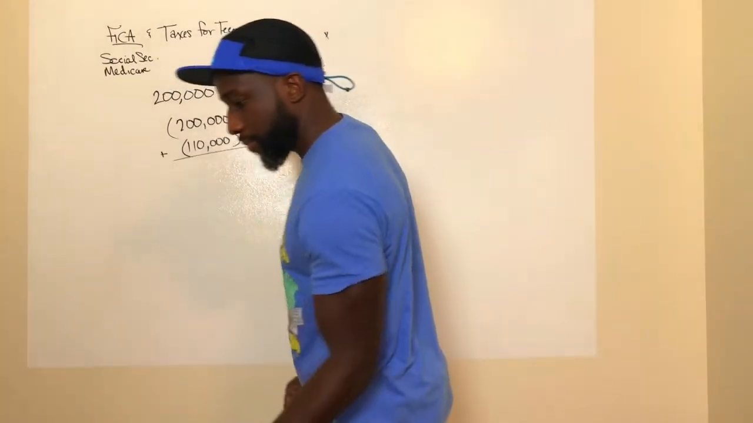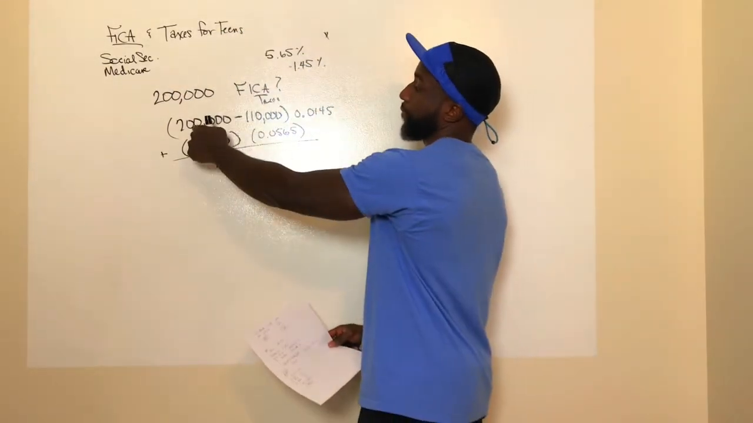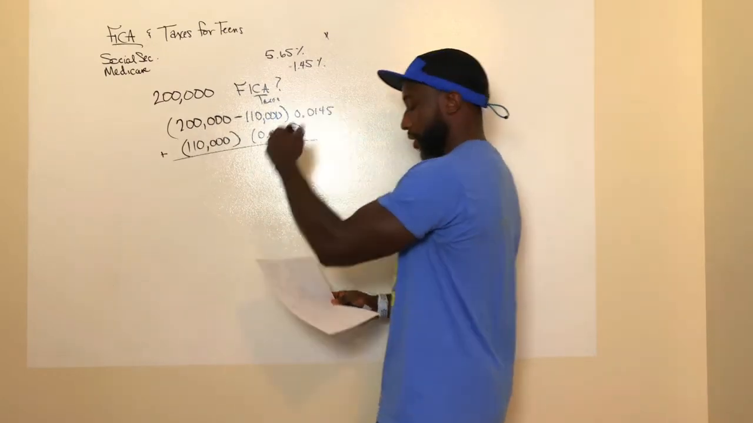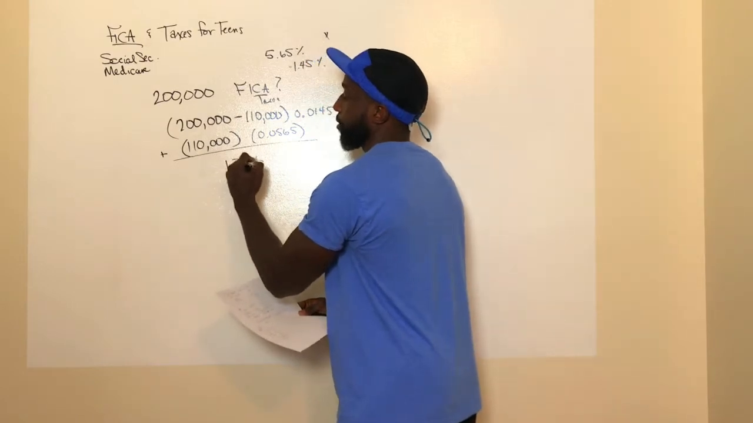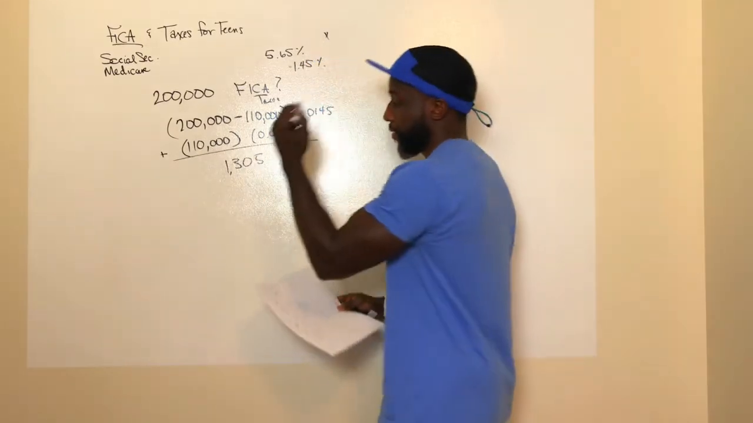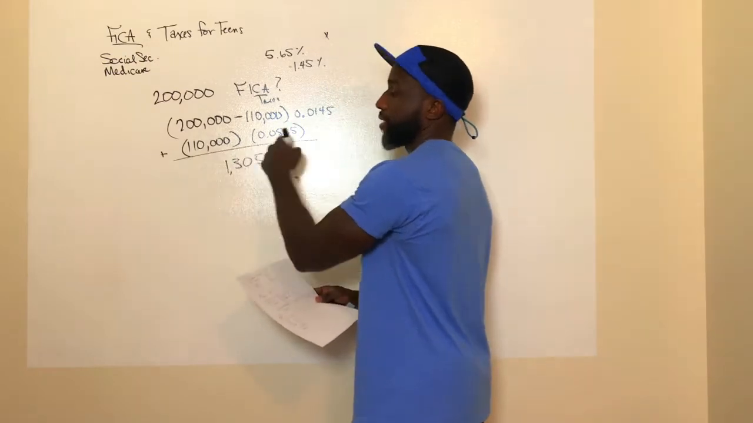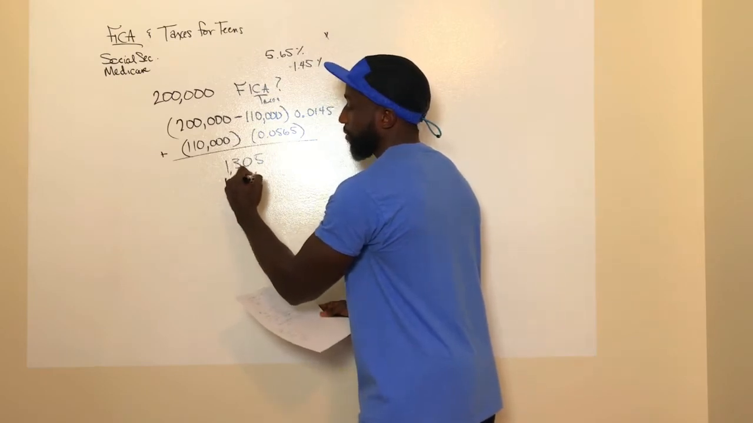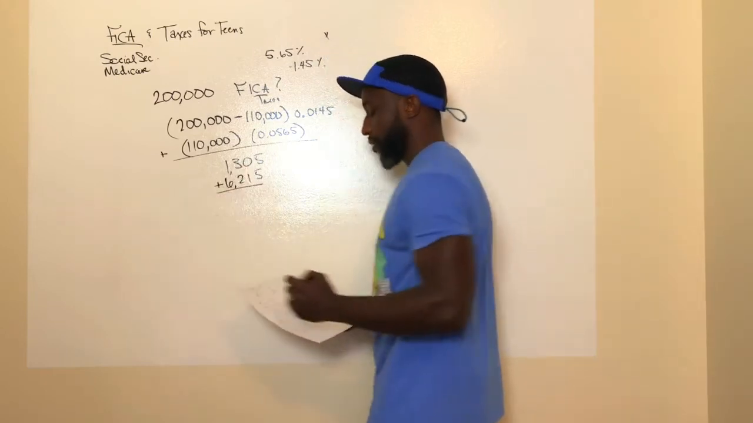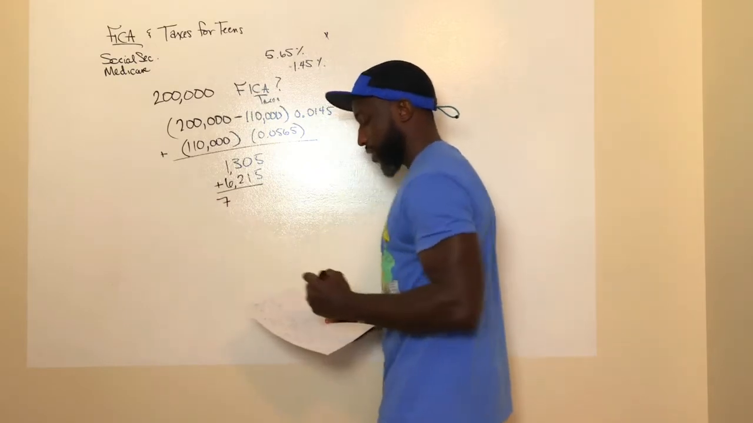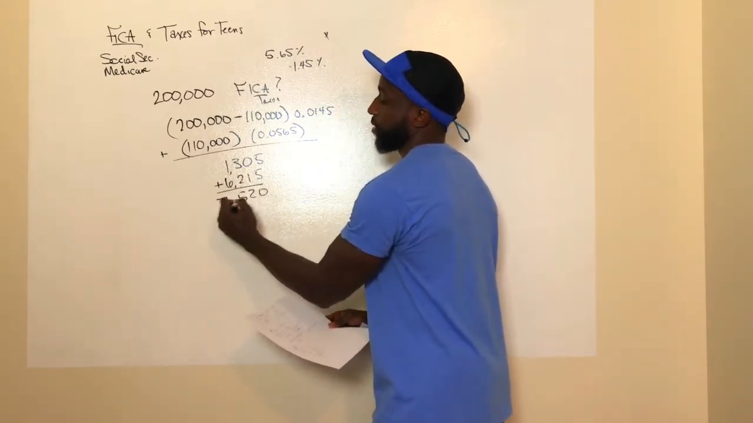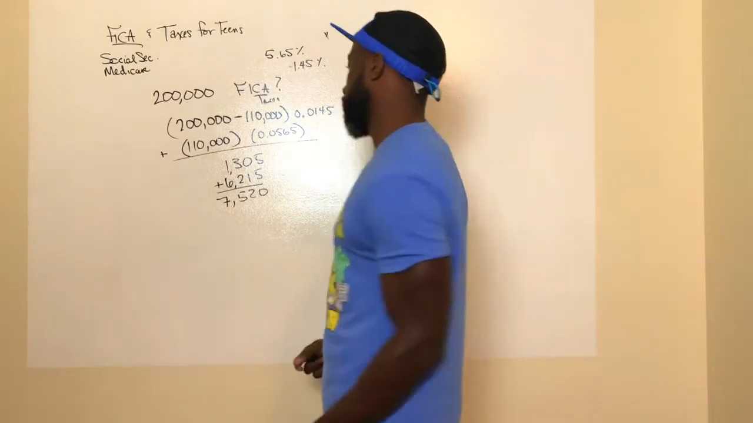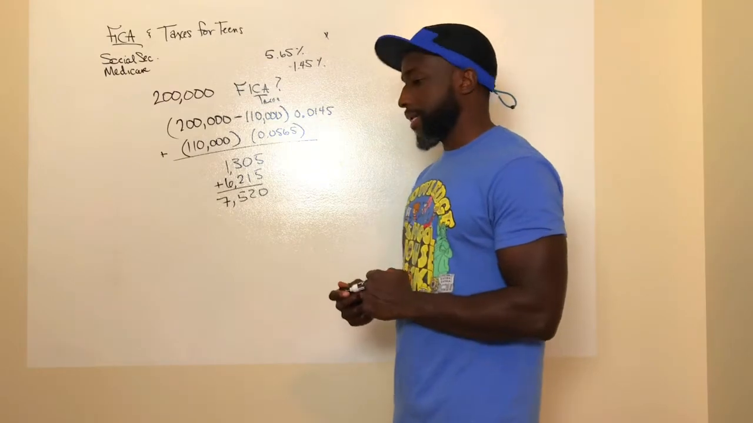Here's the math. $90,000 times 0.0145 is going to give us $1,305, and then we have our $110,000 times the 5.65%, which is $6,215, the same as before. You add those two together, and you get a total of $7,520. That's the tax.